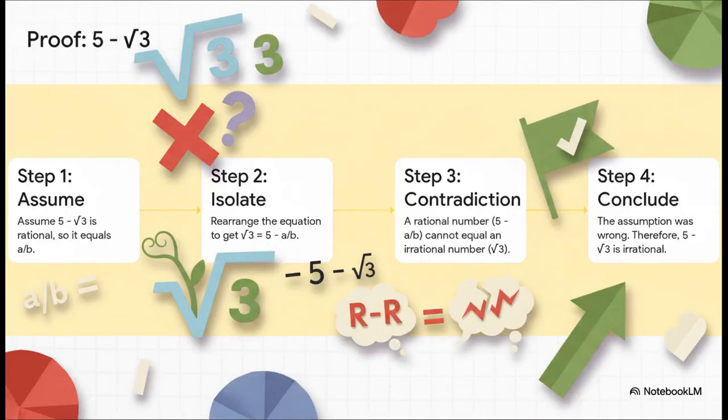Okay, but what about something a little different, like 5 minus the square root of 3? Is that irrational? Well, this proof is actually even easier. Check it out. First, we do our usual trick. Assume it's rational, which means it equals some fraction a over b. Second, just do a little algebra to get the square root of 3 all by itself. And stop right there. Look at what we have. On the right side, we've got a rational number. But on the left side, we have the square root of 3, which we already know is irrational. And there's just no way. You can't have an irrational number be equal to a rational number. It's impossible. So our assumption was wrong. And 5 minus the square root of 3 has to be irrational.